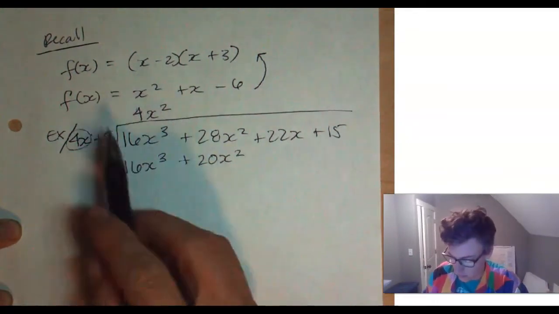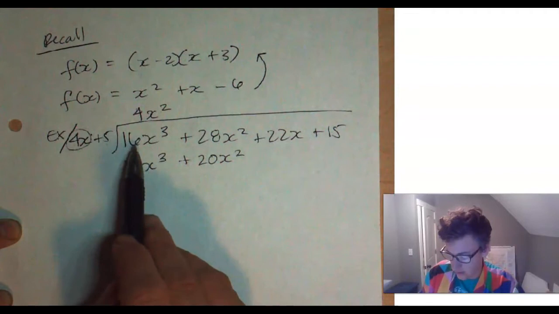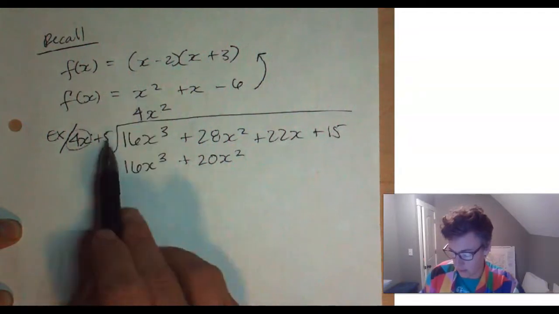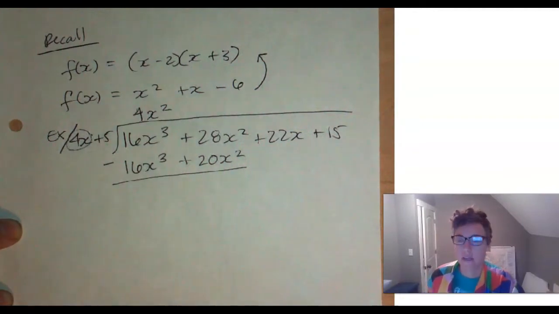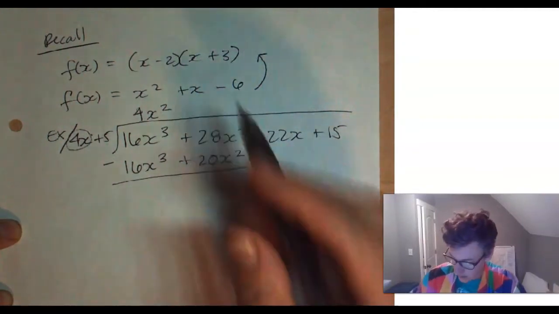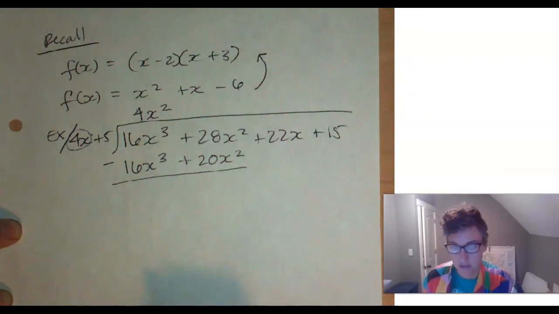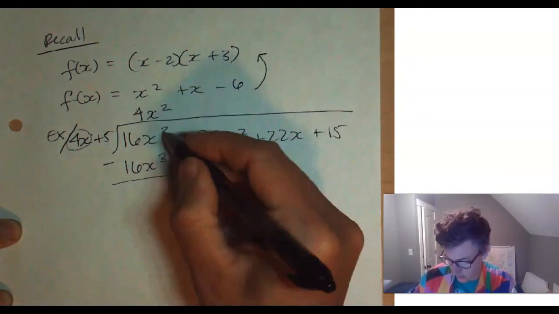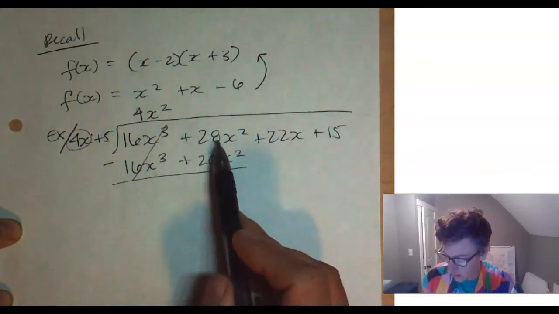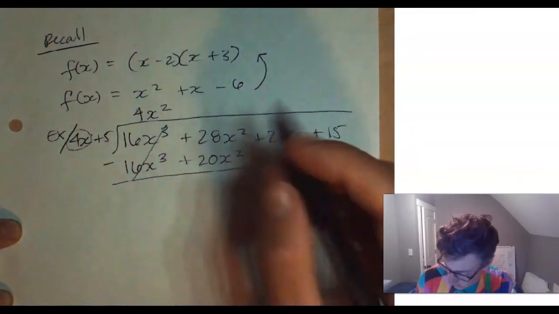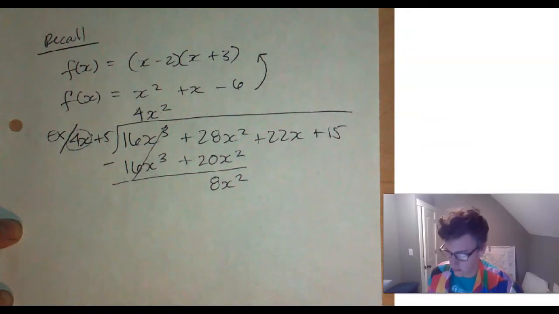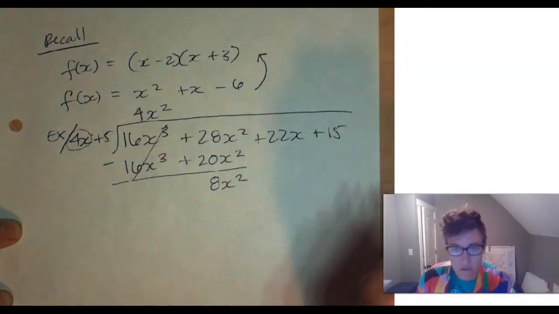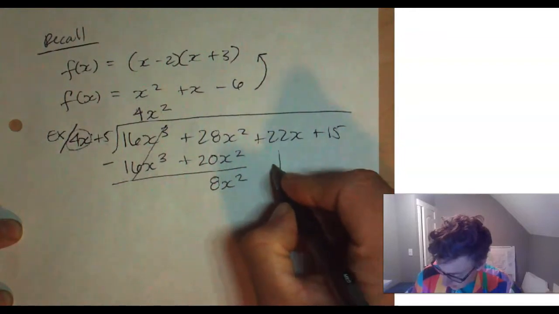So what did we do? We took the first term and divided it into this first term. Got our answer, and then we're multiplying back out. So now we're at here, and we're going to subtract. Just like we did in long division way long ago. 16x cubed minus 16x cubed, that should cancel out. That was how we set it up that way, so that should happen. 28x squared, remember this is minus 20x squared, that's going to be 8x squared.